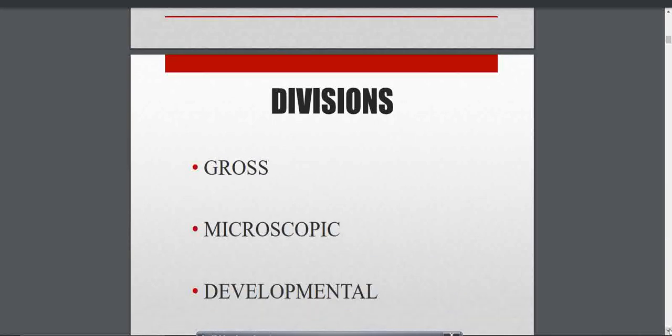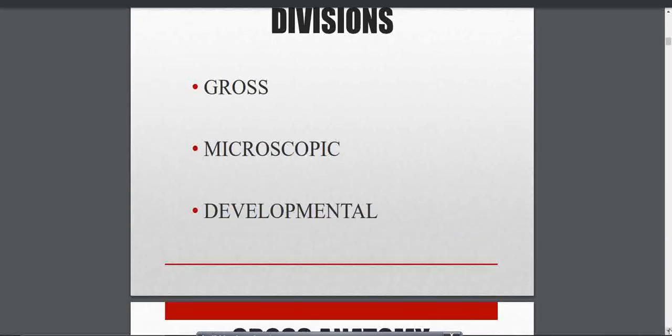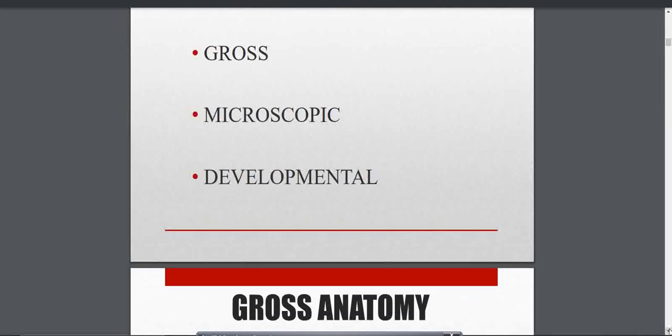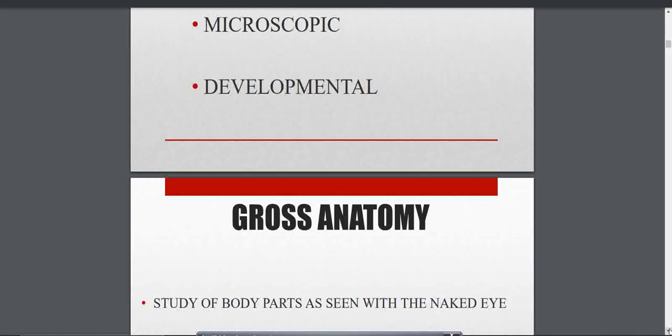Talking on divisions of this, human anatomy is divided basically on the ground of what is being discussed or studied. So we have gross anatomy, microscopic anatomy, and developmental anatomy. Those are the three main divisions of human anatomy. You have gross, microscopic, and developmental anatomy.